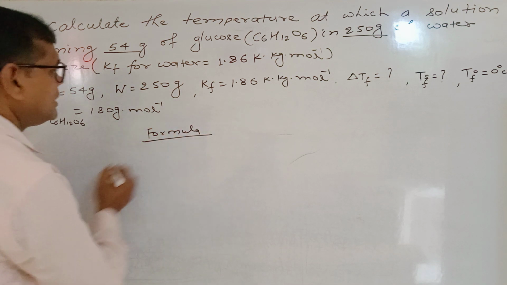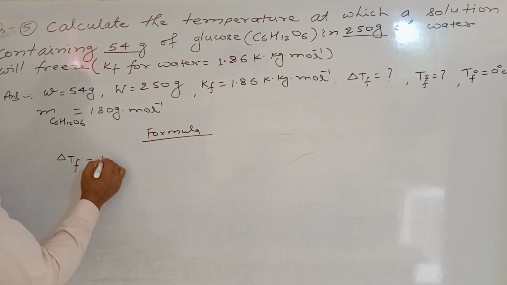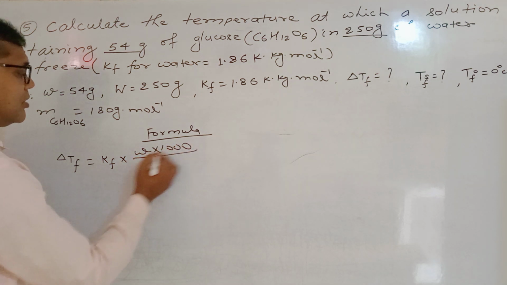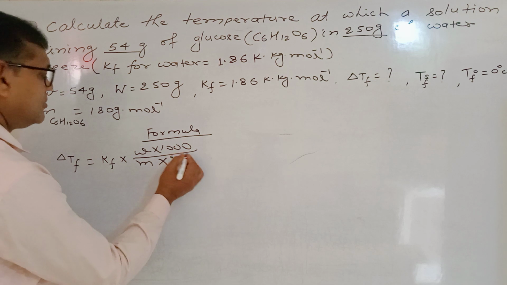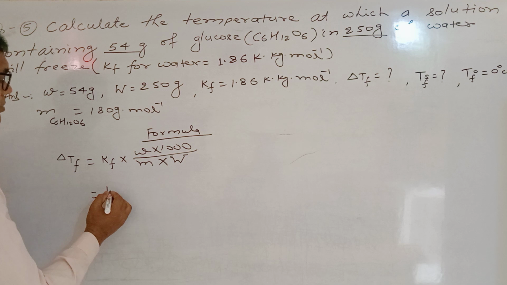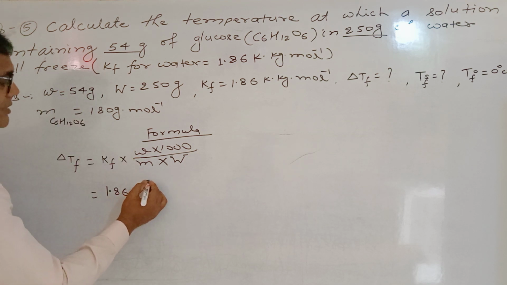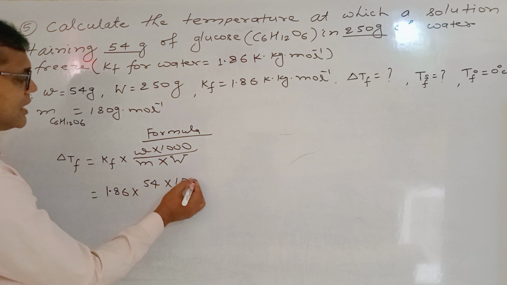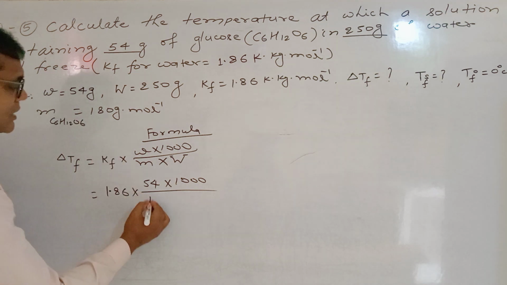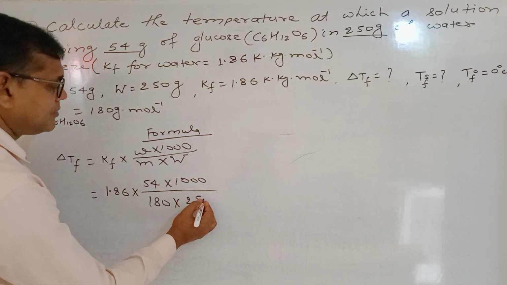Delta Tf is equal to Kf into small w into 1000 upon small m into capital W. The value of Kf in the question is 1.86 and the value of small w is equal to 54 gram, and here we write again 1000. The value of small m is equal to 180 gram and the value of capital W is equal to 250 gram.